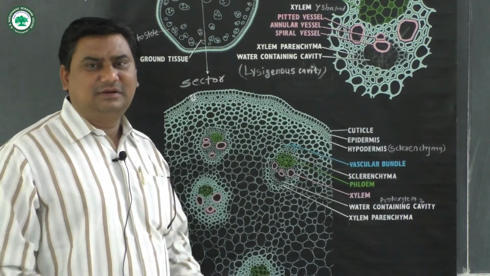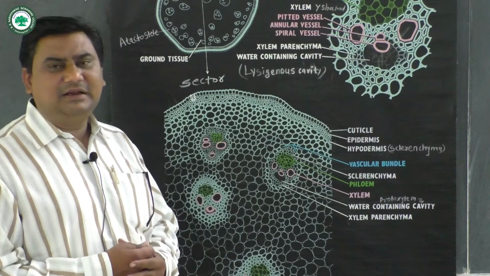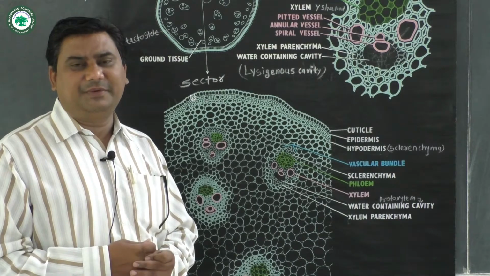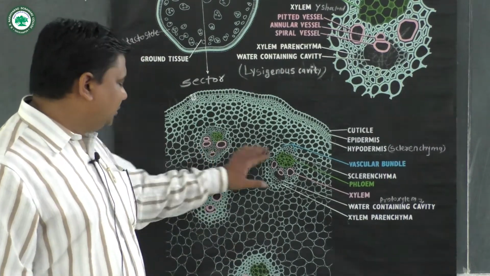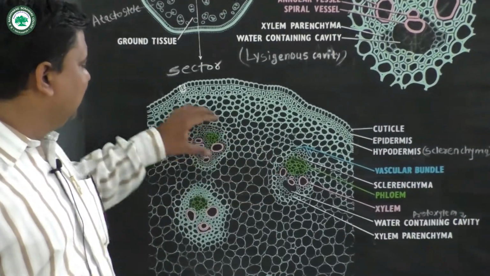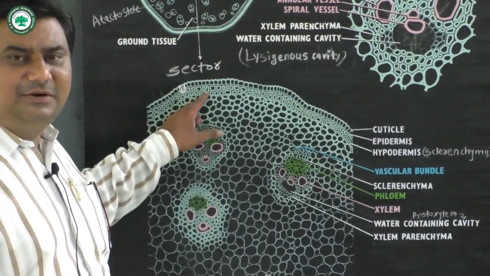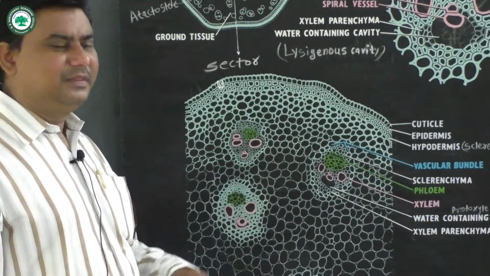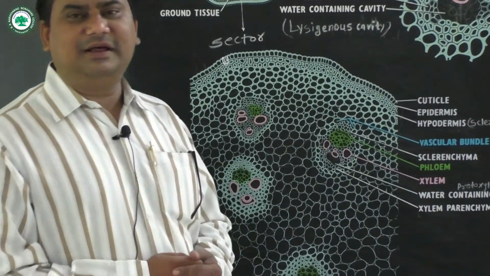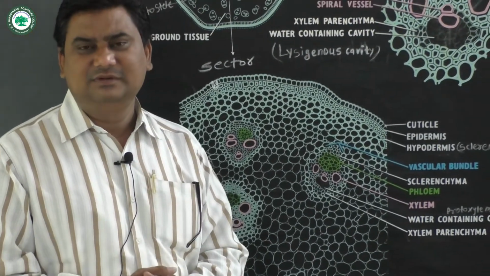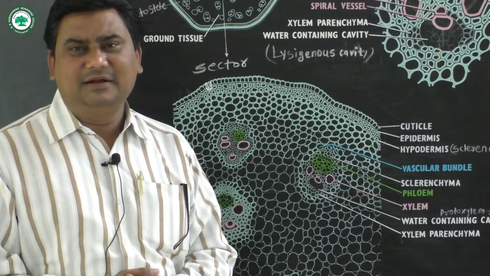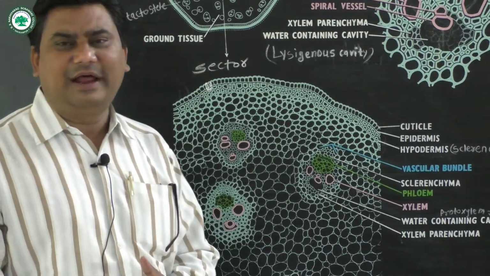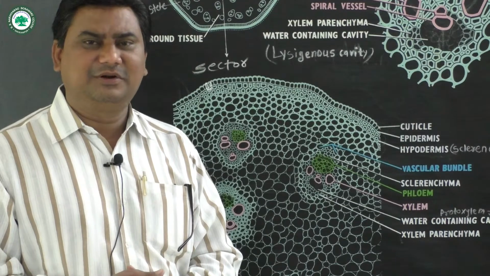Vascular bundles, I already told you that the stele is made up of the atactostele. So the vascular bundles are in the fashion that they are smaller toward the periphery, toward the epidermis, and larger in size toward the center. Okay friends, the vascular bundle is conjoined, collateral and closed type.